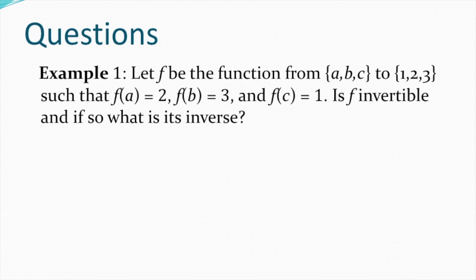So, in this case, I have the elements a, b, and c, and we have the elements 1, 2, and 3. Now the function f is defined by f of a is 2, f of b is 3, f of c is 1. Is this a one-to-one correspondence? Yes. Is it an onto function? Yes. Is it a bijection? Yes. So as long as this is a bijection, I could define the inverse.